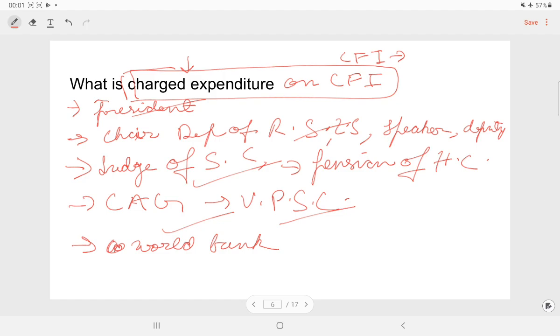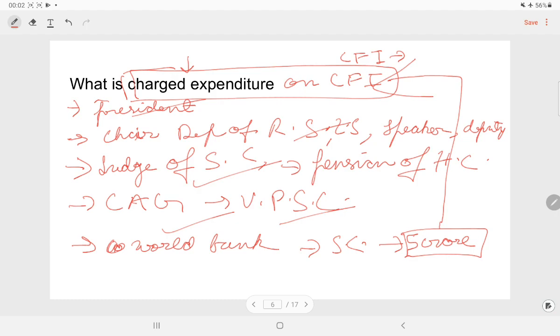Also any sum required to satisfy any judgment, decree or award. Suppose a case is going on in the Supreme Court for a particular tribe, and the Supreme Court says that 5 crore rupees should be given to this tribe for the development of their village or whatever it is. So this 5 crore rupees should come from the CFI. And any other expenditure that is declared by Parliament will be charged to the CFI. So these are the expenditures that have to happen.